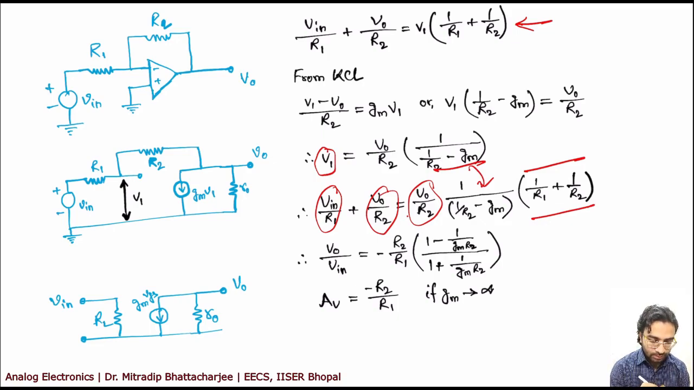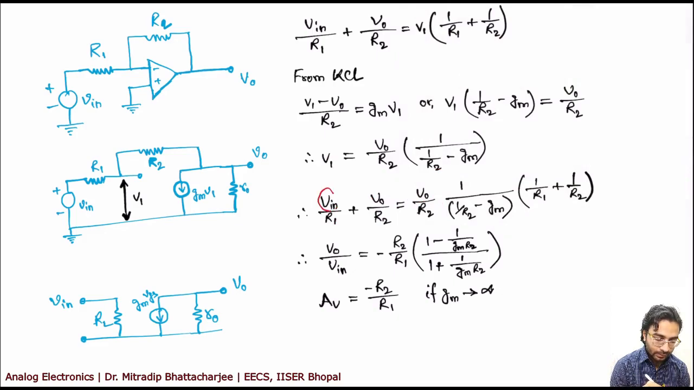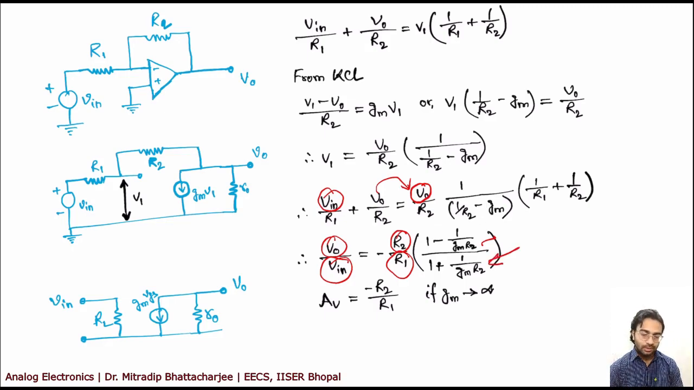So your V0 by Vin in this case: you have Vin and V0 on the left hand side and the right hand side. Take this one to this side and do some adjustment. You will find your V0 by Vin comes out to be minus R2 by R1 into 1 minus 1 by GMR2 over 1 plus 1 by GMR2.